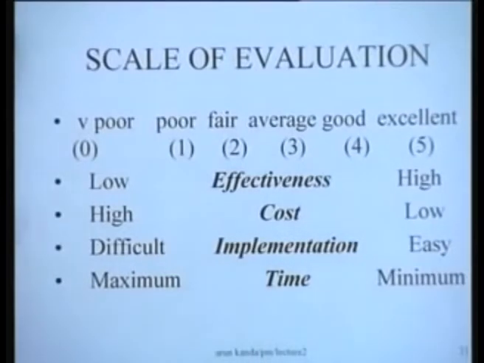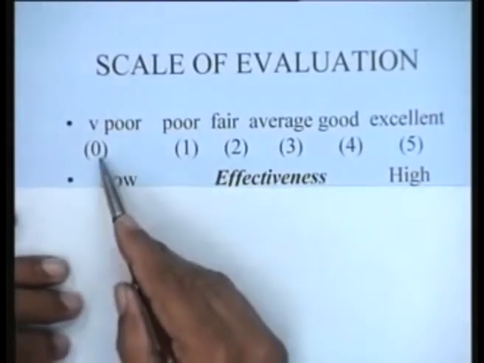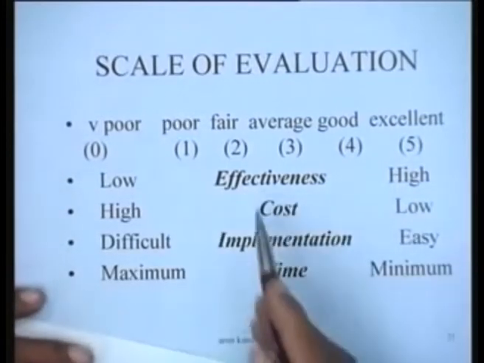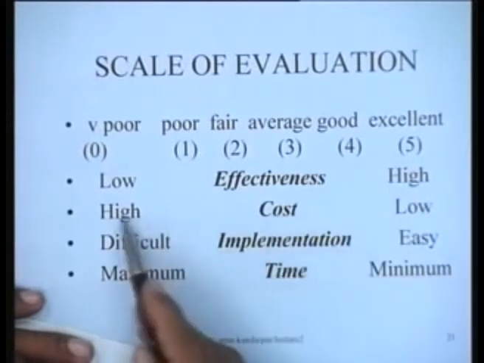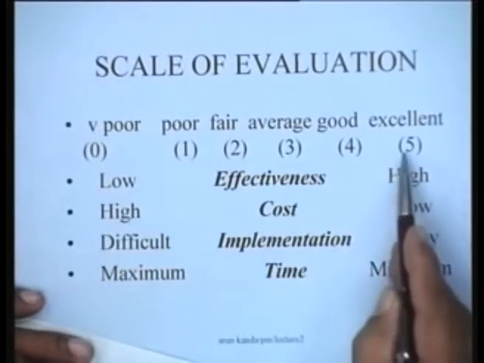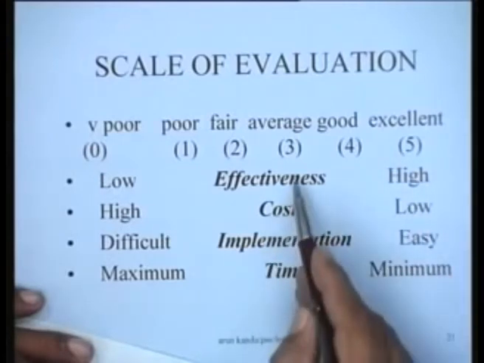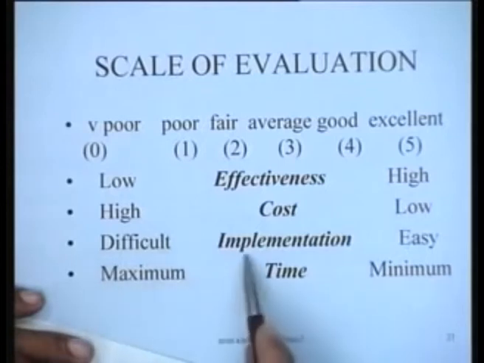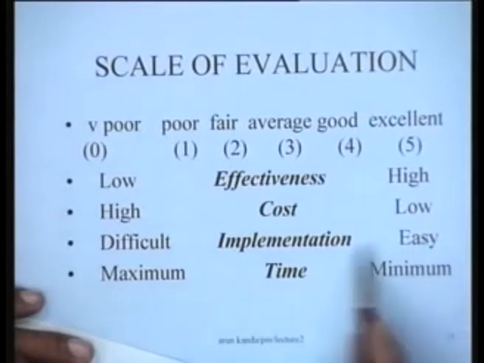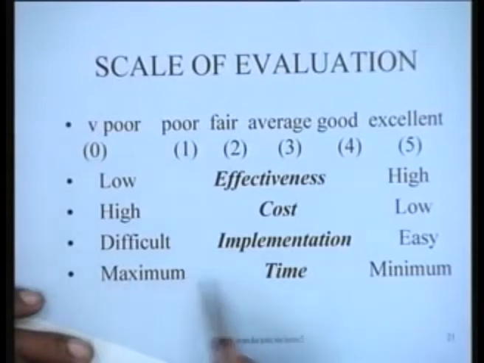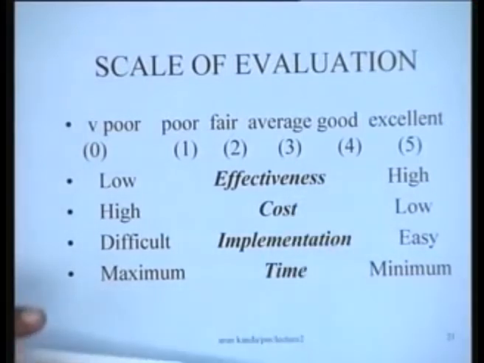The scale of evaluation is again a 5-point scale, where 0 is very poor and 5 is excellent. So when the effectiveness is low, we give 0, and when it is very high, we give 5. Cost, when it is high, we give 0, and when it is low, we give 5. So cost is basically a cost criterion, while the others are benefit criteria. Implementation ease, if it is difficult, we give 0, and if it is easy, we give 5, with reference to the 8 projects that we are talking about. Time, when it is maximum, we give 0, and when it is minimum, we give a high value. So this is the way we construct the scales of the criteria that we would like to evaluate.